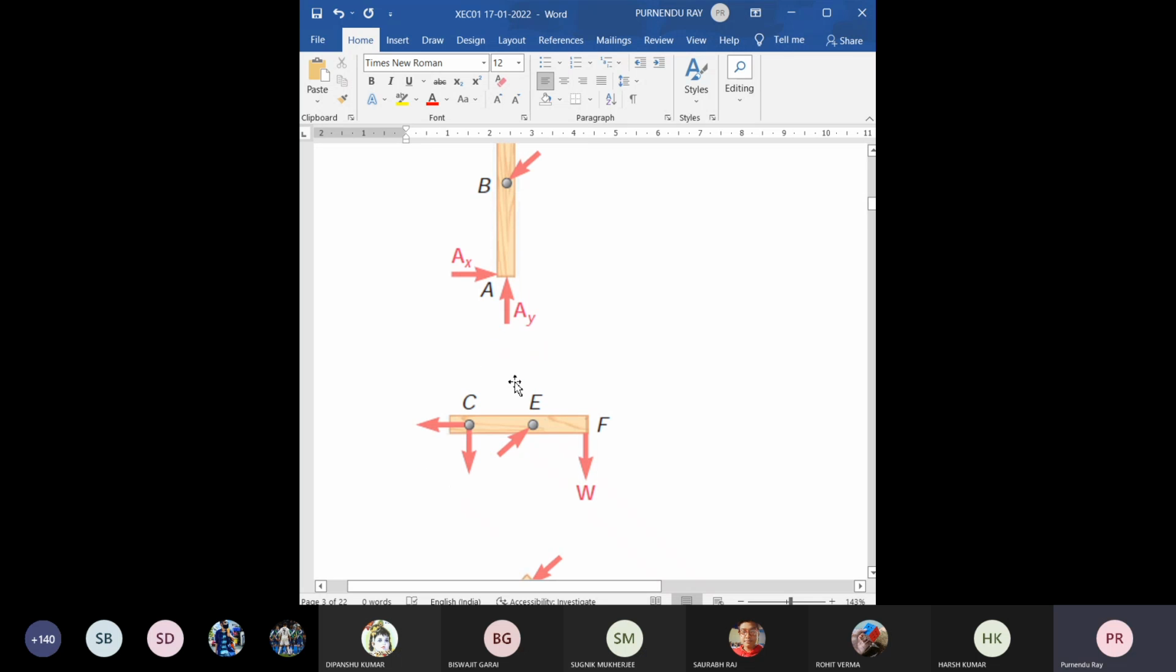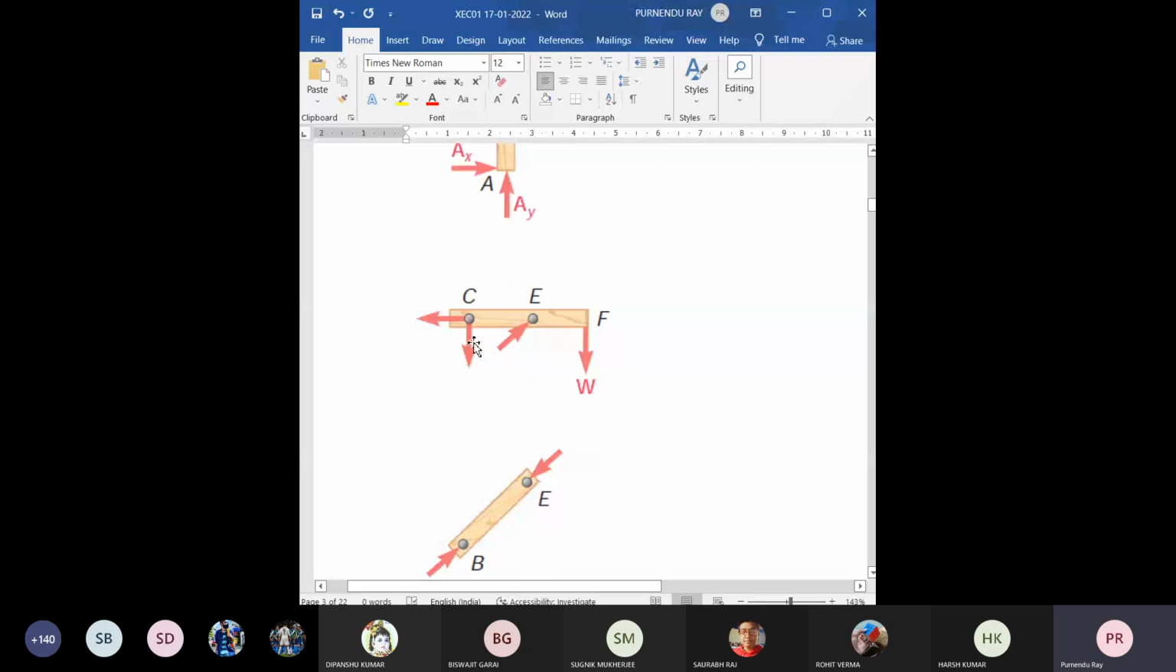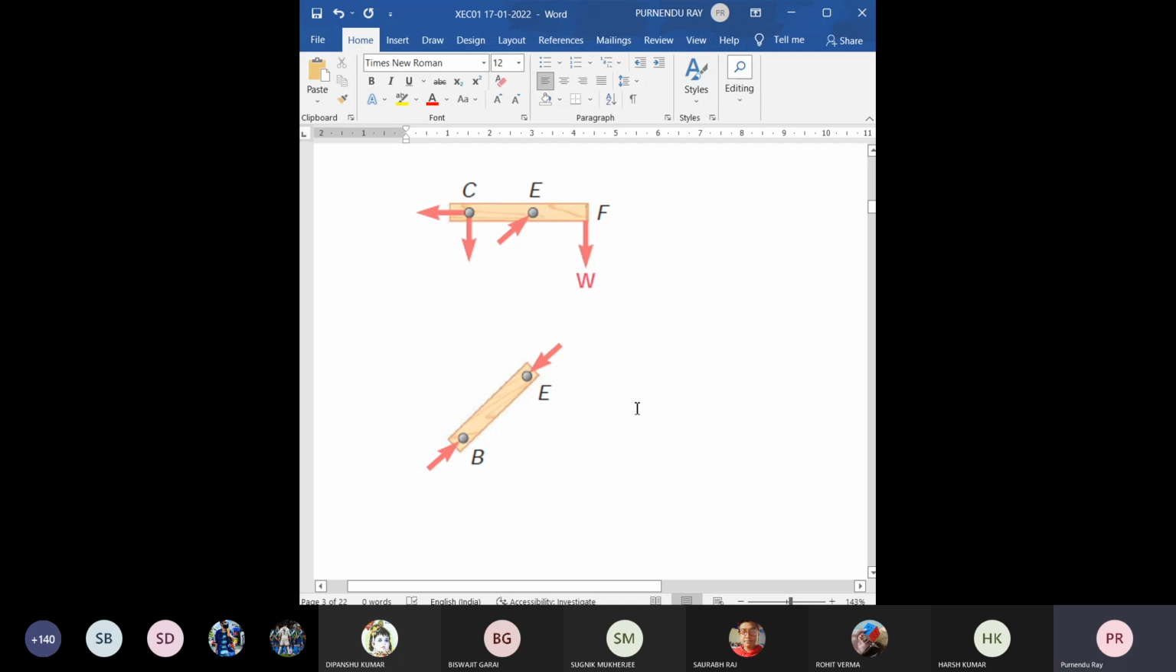Okay. Next, you can solve for this member. That's all. Once you solve for this force, you do not need to find this force again, because this is from the primary condition of equilibrium. It will definitely be the same, equal and opposite.